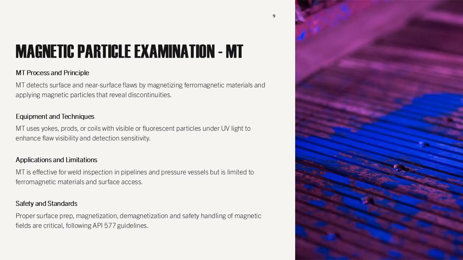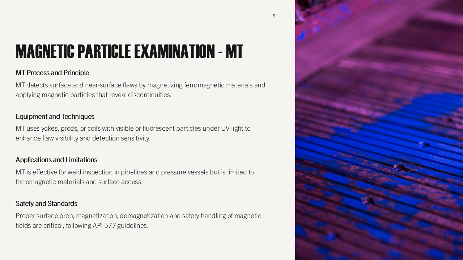Magnetic particle examination or MT is used to detect surface and near-surface discontinuities in ferromagnetic materials. The process involves magnetizing the component and applying magnetic particles, either dry or suspended in liquid. Discontinuities disrupt the magnetic field, causing particles to accumulate and form visible indications. MT is highly effective for detecting cracks, laps, and seams in welds and heat-affected zones.